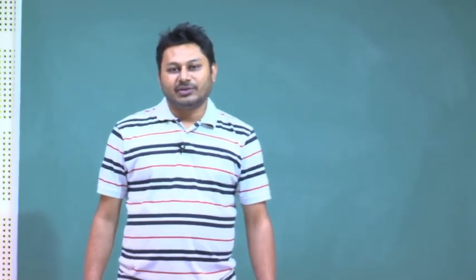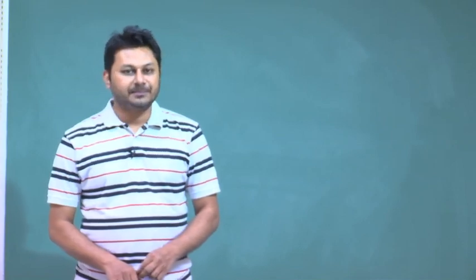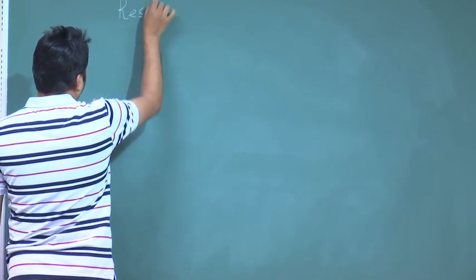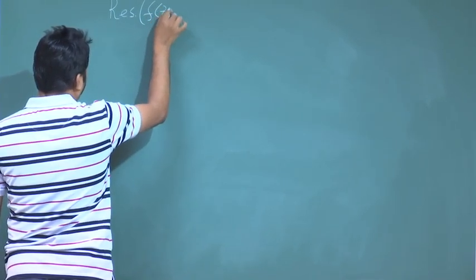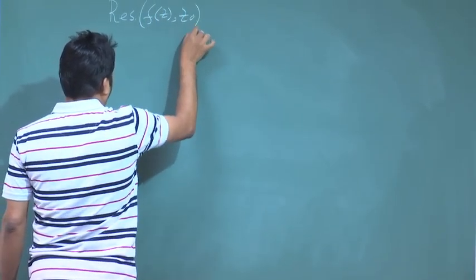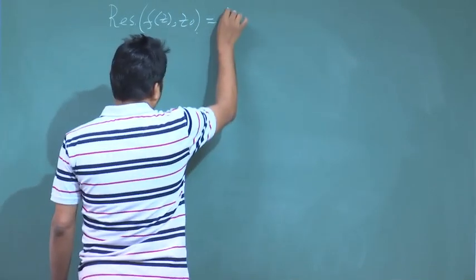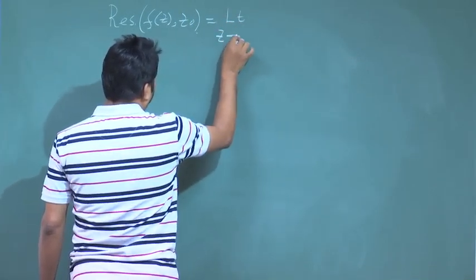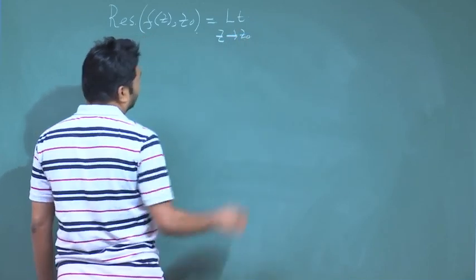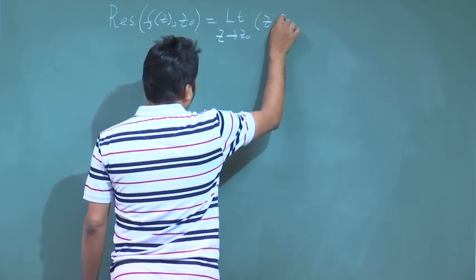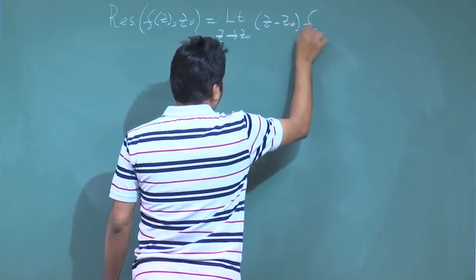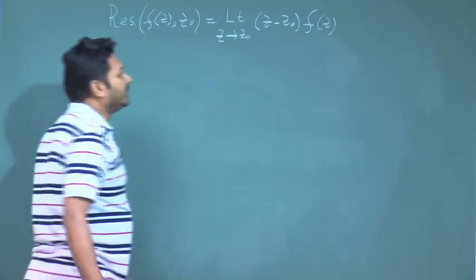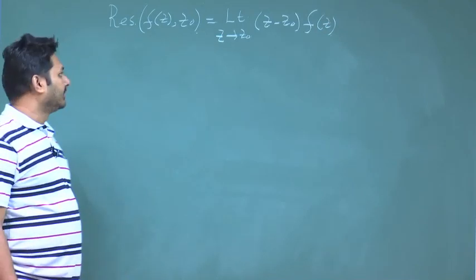Okay, so welcome back to the next class of complex analysis. In the previous class we started a very important concept called residue. If a function has a simple pole, then we find the residue of that function f(z) at z0, which can be represented as the limit as z tends to z0 of (z minus z0) f(z). That was the recipe that we know.